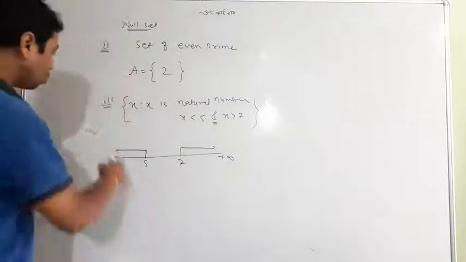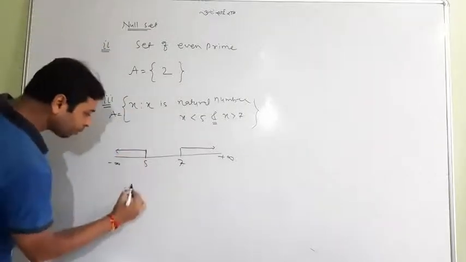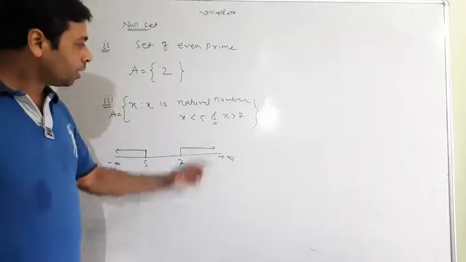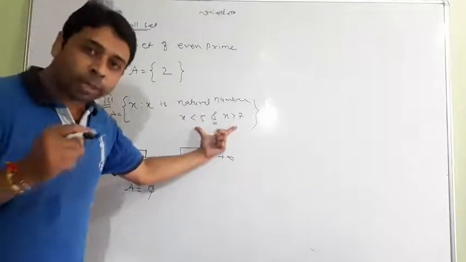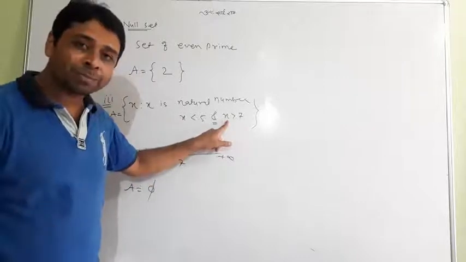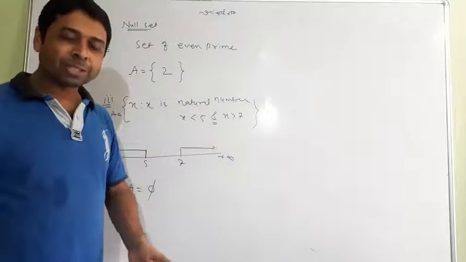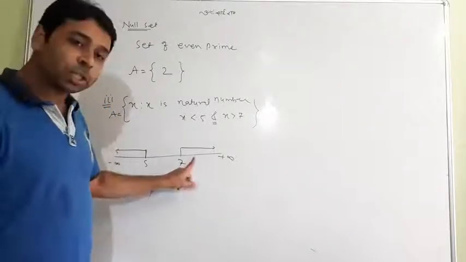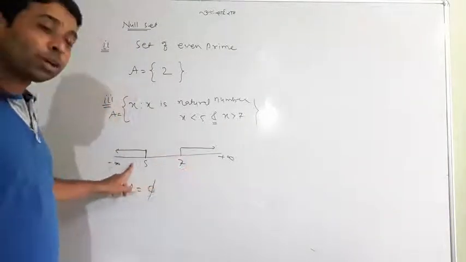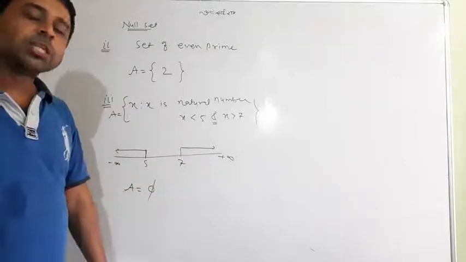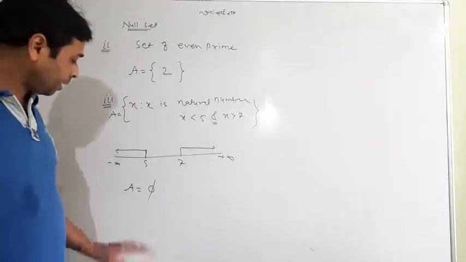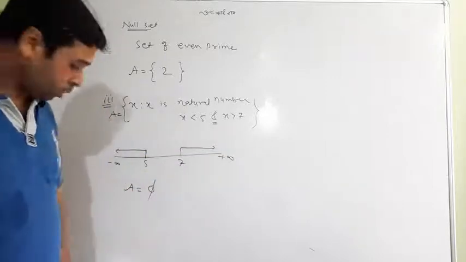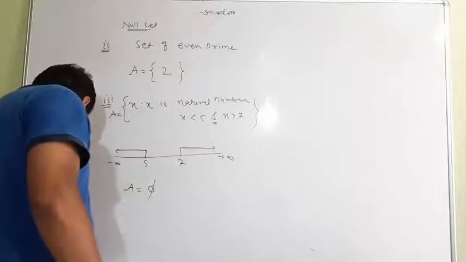Please keep in mind that this is an empty set, because there is no common element which satisfies both X greater than 7 and X less than 5 together. Someone may choose X equal to 8, which satisfies greater than 7, but it is not less than 5, so it is wrong. Finally, there is no element which satisfies both together, so it is an empty set. This was a question I wanted to tell you.